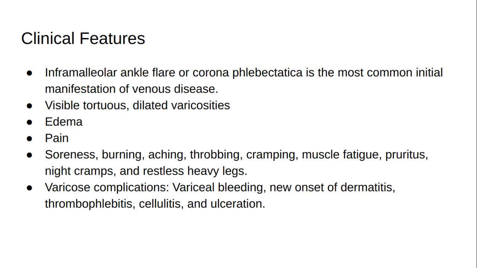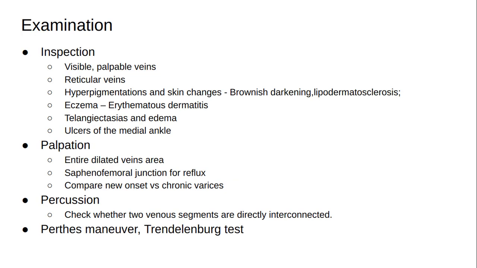When assessing the history, include history of venous insufficiency, presence or absence of predisposing factors, edema, and any prior evaluation or treatment. During the inspection, assess for visible, palpable veins. Reticular veins that are non-palpable. Hyperpigmentation and skin changes, which include brownish darkening of the skin, resulting from extravasated blood that causes lipodermatosclerosis. This usually occurs in the medial ankle region but may extend to the leg and foot. Eczema, erythematous dermatitis, which may progress to blistering, weeping, or scaling eruption of the skin of the leg.